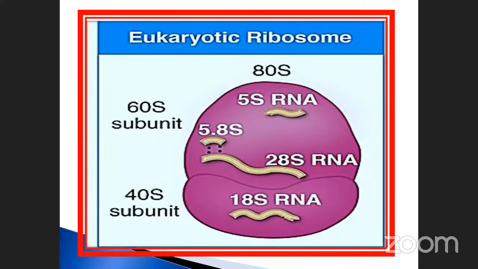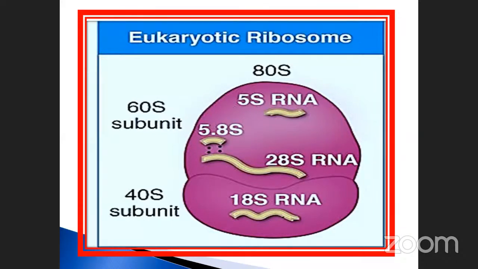It is 80S. The S is called the Svedberg unit, S-V-E-D-B-E-R-G, Svedberg unit, otherwise called the sedimentation unit. Okay, 80S, where? In eukaryote. The 80S is divided into 60S and 40S. The 60S subunit consists of 3 RNA molecules. See that, 3 RNA molecules are there inside: 5S, 5.8S and 28S RNA. At the same time, the remaining 40S subunit contains only the 18S RNA. Are you clear, my dear Ajay?